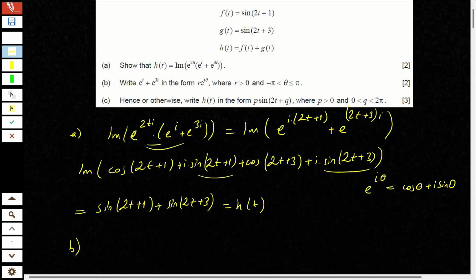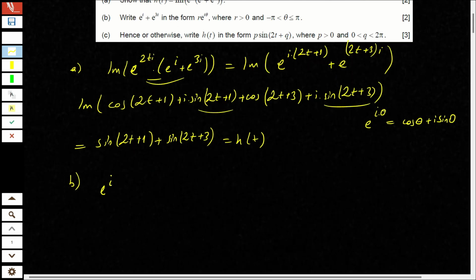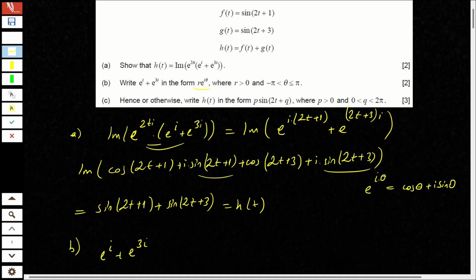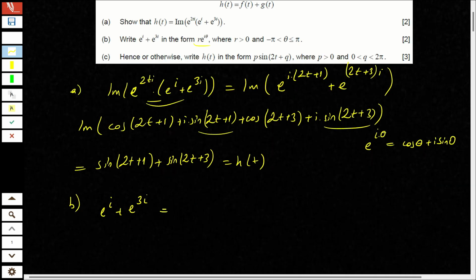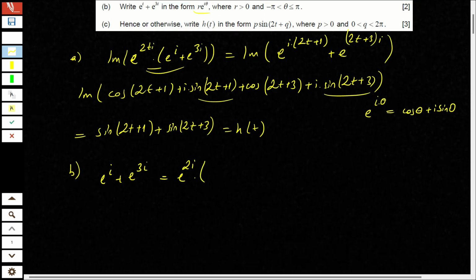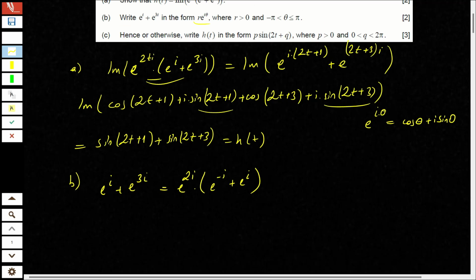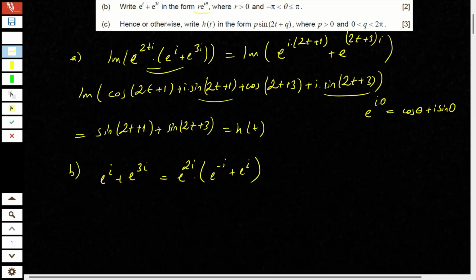The second question asks for e to the power of i plus e to the power of 3i in the form r times e to the power of i theta. So how are we going to do that? We need to write e to the power of 2i times, in parentheses, e to the power of minus i plus e to the power of i, to make it similar to the previous question. Why did we do that?